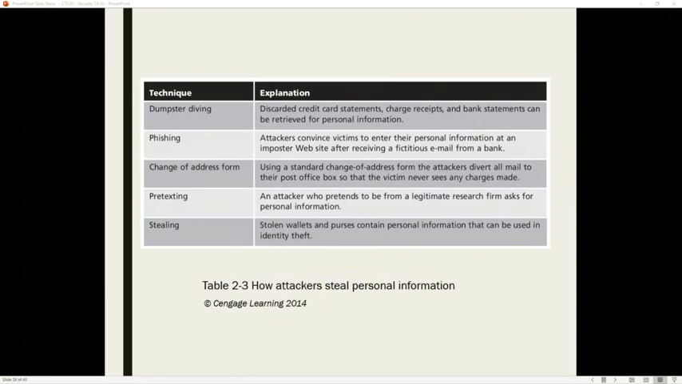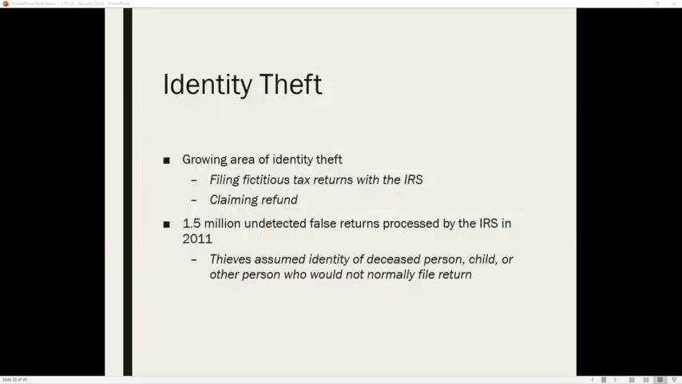So, of course, this is not an exhaustive list. These are just some common methods. Now, a growing area of theft is filing fictitious tax returns. This is something that has come up quite a bit, especially now that it is tax season. People are trying to be more proactive in making sure that their refunds are filed through secure means. If you go to somewhere like H&R Block, of course, they offer all sorts of protections because they're supposed to be handling your personal information with a level of discretion and security.